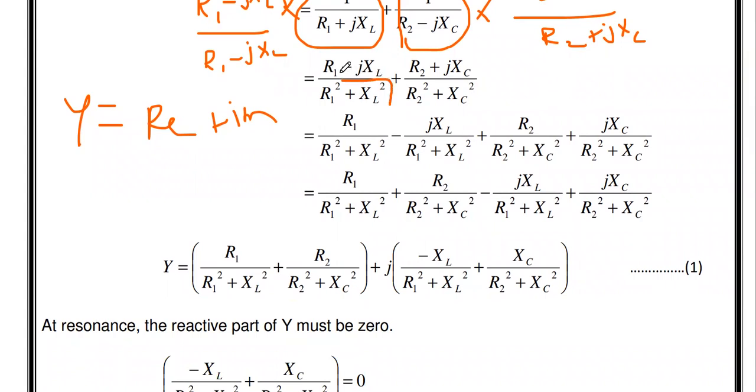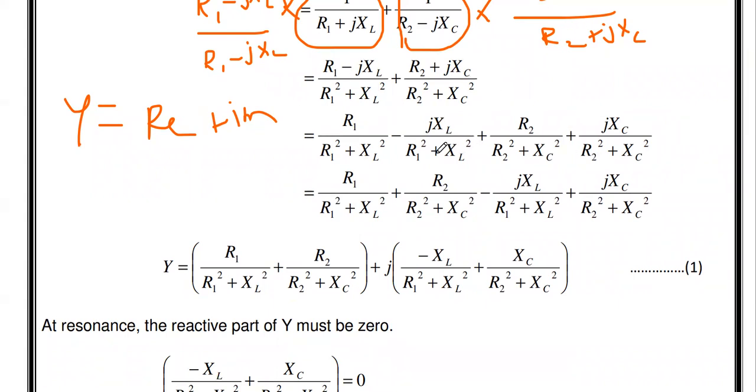So you see R1 by this term, it's a real part. Then minus jXL divided by this one, it's the second, imaginary part. Similarly, R2 by this term, real part. jXC divided by this one, it's an imaginary part. So you split the above term into 4 terms.